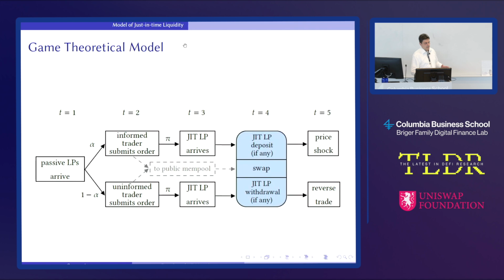That's the game. We basically build a game theoretical model consisting of 5 stages. Passive liquidity providers arrive and deposit. Then in the second period, there could be either a trade executed by an informed trader or an uninformed trader. Then JIT providers will arrive. They will decide whether or not they want to JIT the transaction. If they JIT the transaction, they will deposit and withdraw all within the same block. And then there will be the realization of the shock. So if there was an informed trader, the price will move to the new fundamental. And this is basically capturing exactly what the informed trader had already forecasted in the second period.